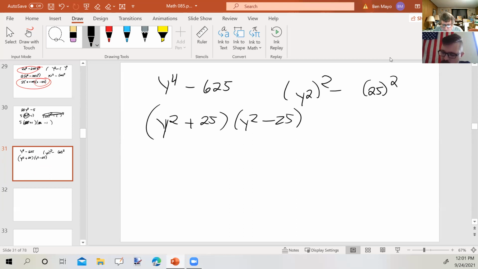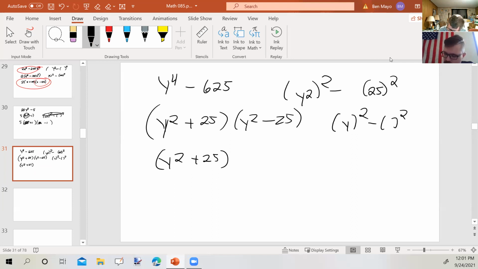But we aren't through yet, because the first factor, the sum of two squares, doesn't factor further, but the second factor, y squared minus 25, is y squared minus 5 squared. So y plus 5, y minus 5. This is the song that never ends. Okay, sorry.